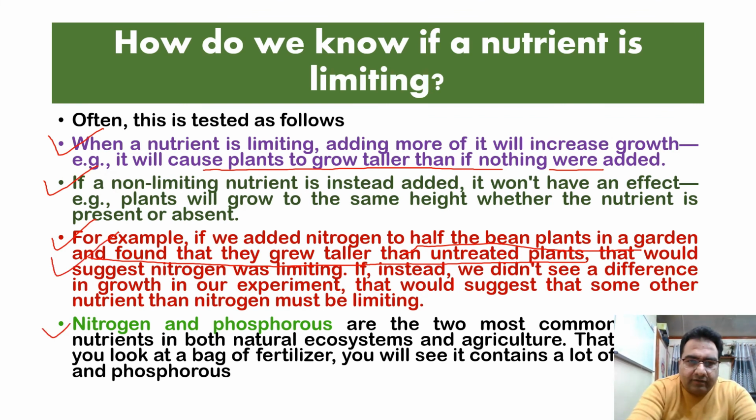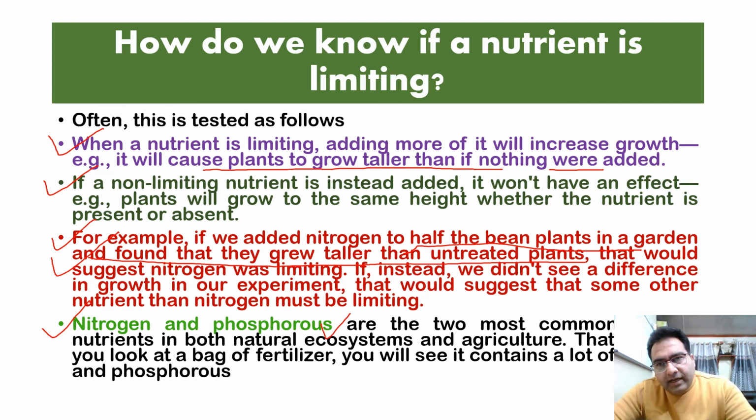Nitrogen and phosphorus are the two most common limiting nutrients in both natural ecosystems and agriculture. That is why, if we look at a bag of fertilizer, we will see that it contains lots of nitrogen and phosphorus. We all know the NPK fertilizer, that is nitrogen, phosphorus and potassium, which is mostly given to plants because nitrogen as well as phosphorus are the limiting factors.